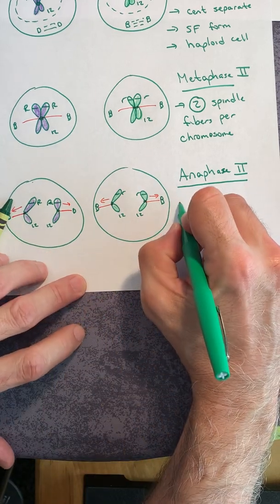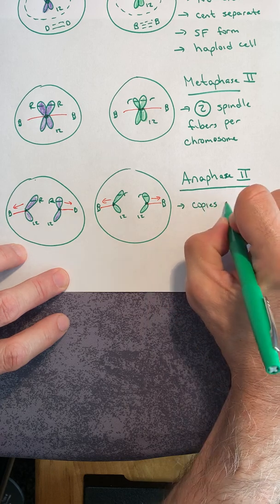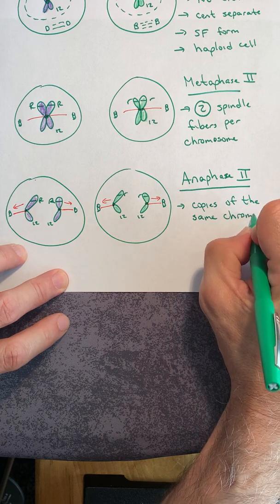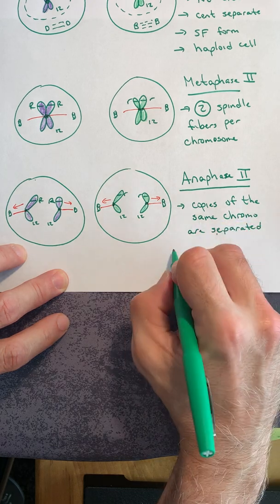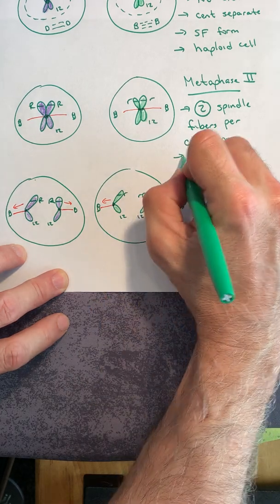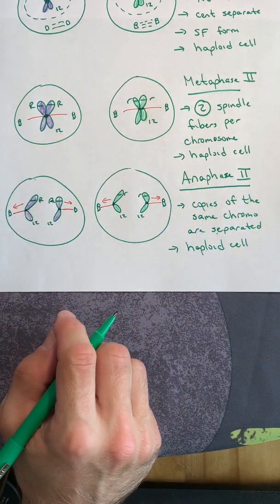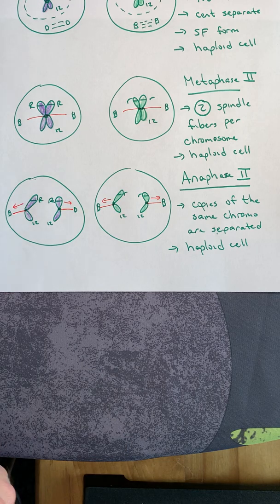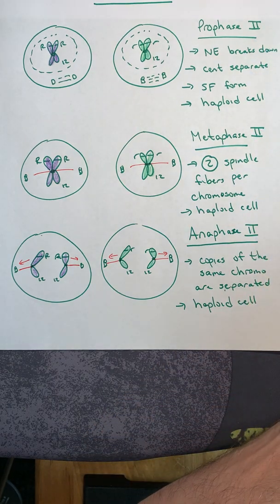Okay, so here copies of the same chromosome are separated. And of course, haploid cell. Same thing up here. Haploid cell. Okay, so then anaphase pulls them to opposite sides, so that's prophase, metaphase, anaphase. You know what's coming next? Telophase.